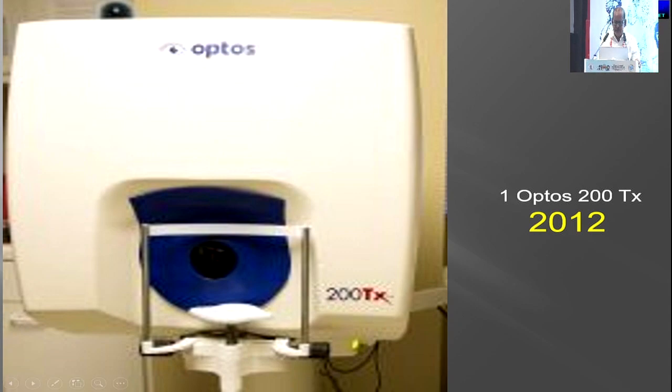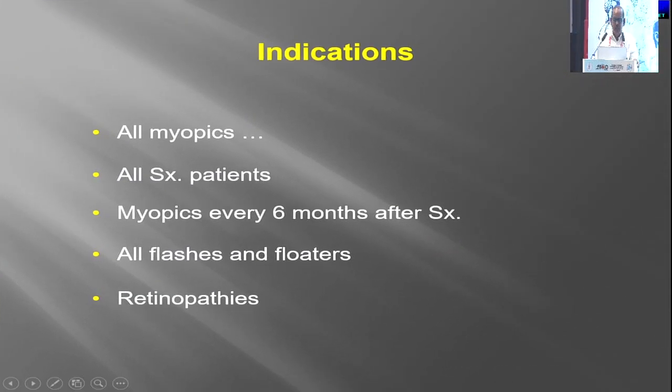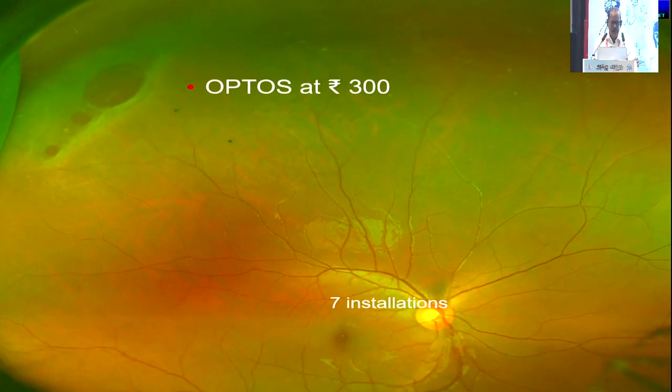And so generally we throw Optos at everybody. Our technician there, Pratap, is helping us in conducting the halls. All myopics, all patients undergoing surgery, all myopics every 6 months after surgery, all flashes and floaters. So you get a whole lot of patients to do ultra-wide field imaging, and we do it at 300 rupees. What in dollar terms? $4 maybe.